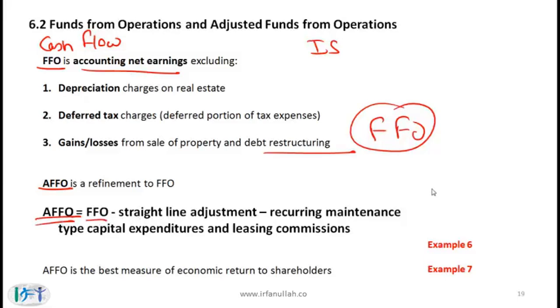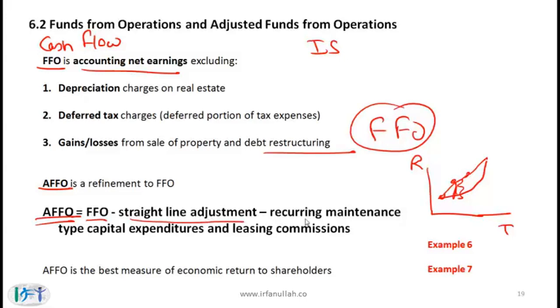Now you might remember my example earlier where I talked about straight line adjustments, where if this is time, this is rent, then the accounting assumption is that rent is increasing linearly, whereas in reality there might be a non-linear increase in rent. So these differences need to be adjusted. This is called the straight line adjustment. The point is to get closer to the actual cash flow.